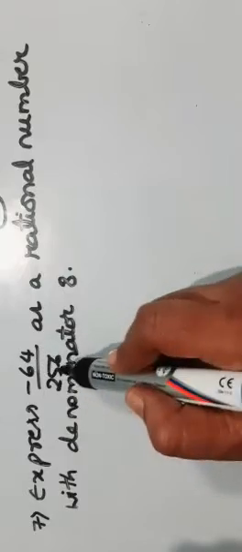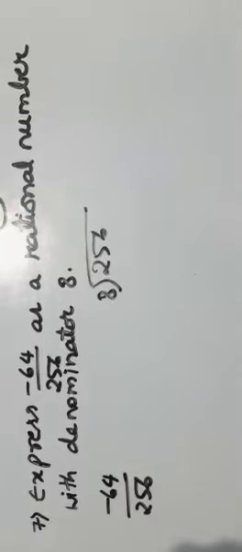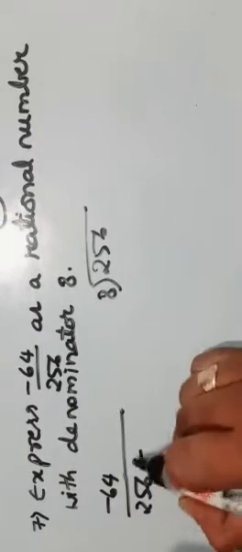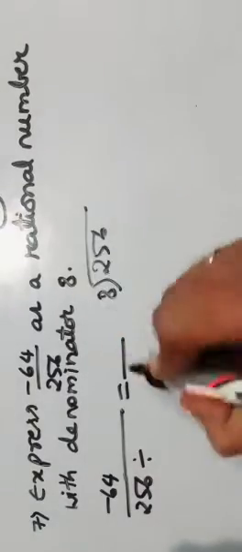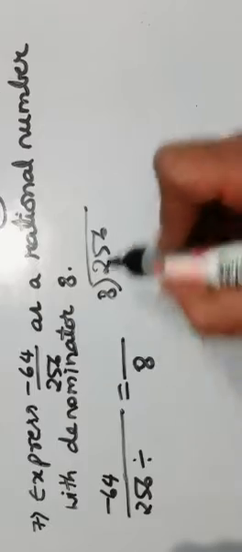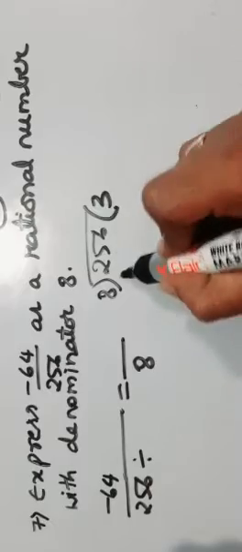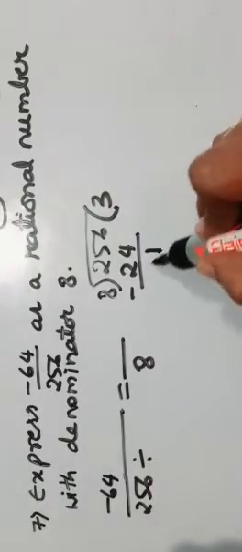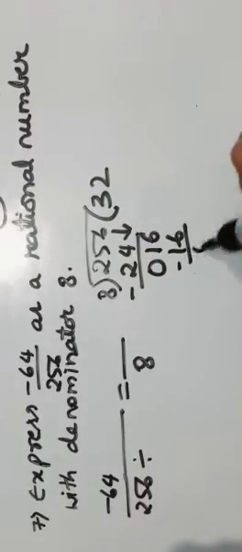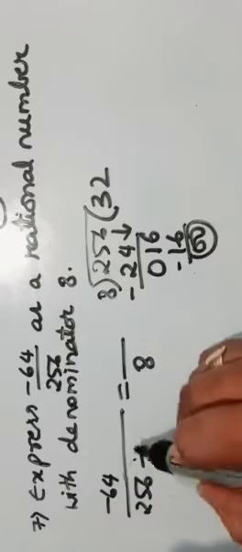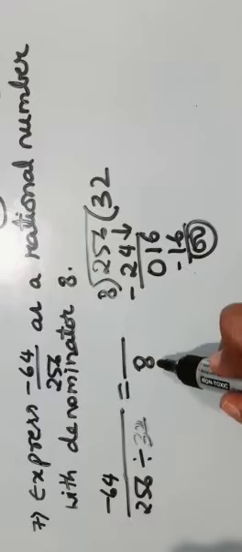Express minus 64 by 256 as a rational number with the denominator 8. Children, you have to look at the denominator here. With what number you divide the denominator, you get the answer as 8? To find out, let us divide 256 by 8. 8 threes are 24. 25 minus 24 is 1. Next number is 6. 8 twos are 16. Therefore, if you divide 256 by 32, you get 8 in the denominator.